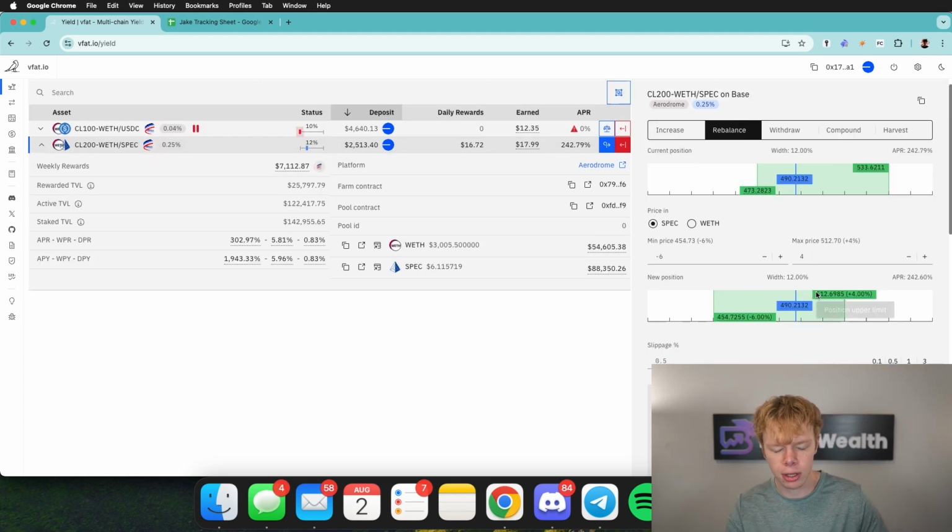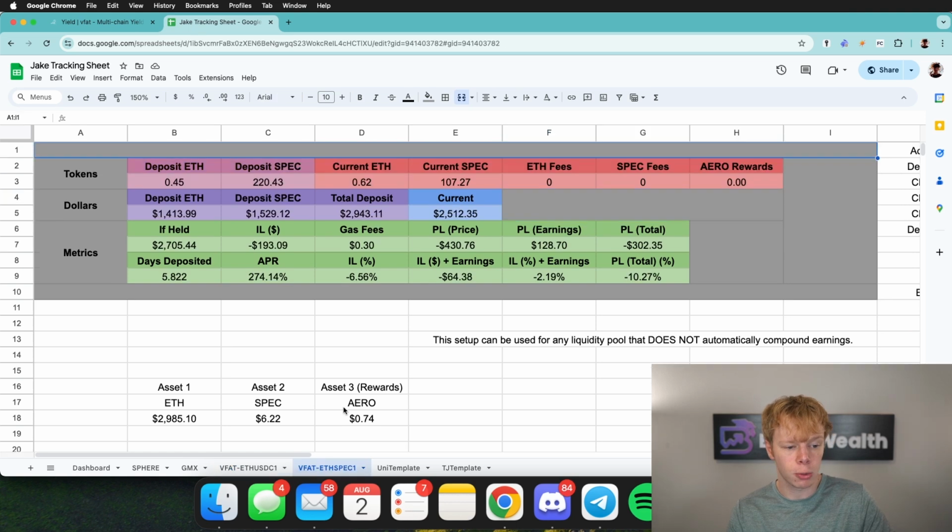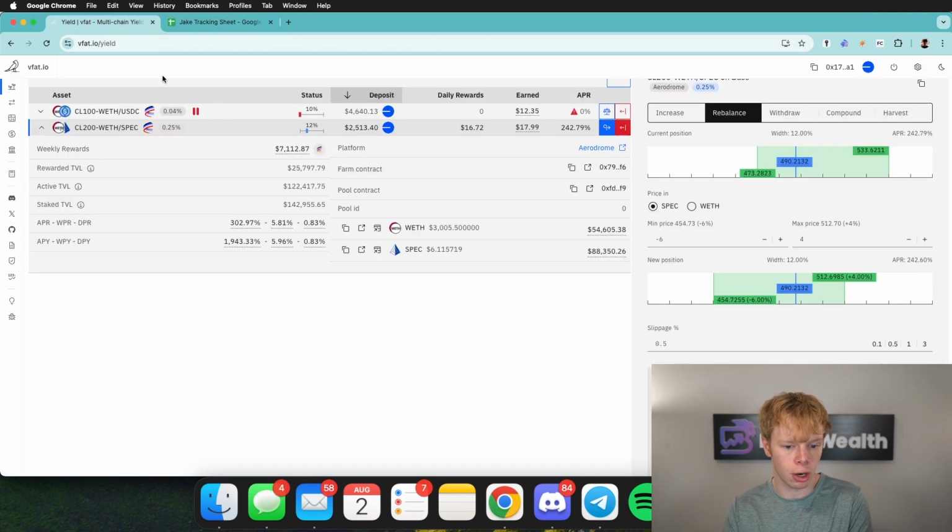But I think this is a solid Ethereum to SPEC position, and the reason is that it's weighting a little bit more towards Ethereum because SPEC has not been doing well recently, but I also want to keep the long-term exposure to SPEC because I truly believe in the asset, something I've been holding for the past couple months, and I've actually had a Uniswap position on Ethereum to SPEC for a very long time. It's just that this position hasn't done nearly as well as the Uniswap position when you look at the divergence loss to overall earnings ratio, that's why I haven't migrated the Uniswap position over. This one had about $193 of divergence loss and about $130 of earnings.